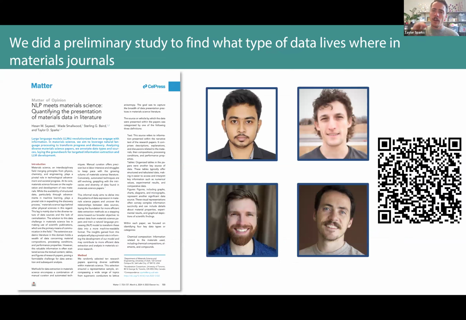And then we said, all right, I think we've got the tools to sort of dive into this, but before we attempt it, maybe we better understand where the data lives in materials publications. So we published this nice perspective piece in Matter where what we basically did is we looked at, I think, 10 different articles, and we said, in these articles, where does one find materials data? Is it in the figures? Is it in the tables? Is it in the text, right?